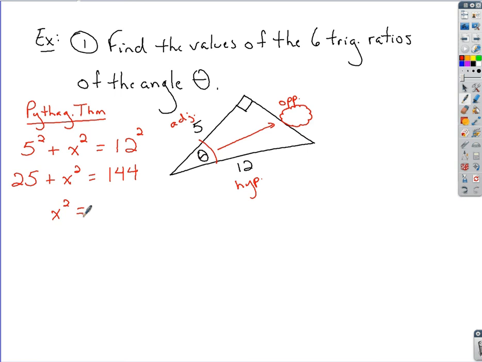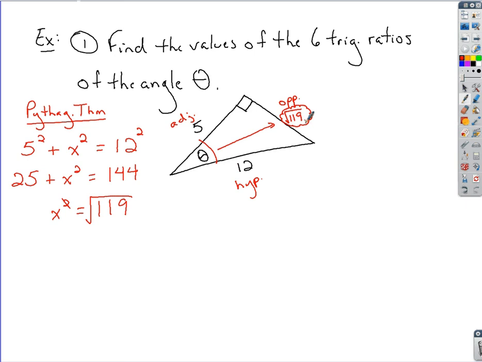144 minus 25 is going to be 119, right? At which point, if you take the square root, normally we'd have plus or minus, but here it's positive because it's a side measure. X is just going to be the square root of 119. Can't really break that down, can we?